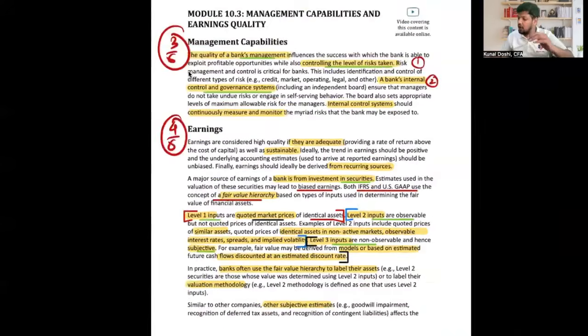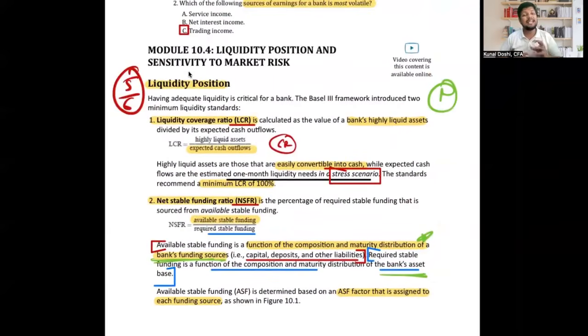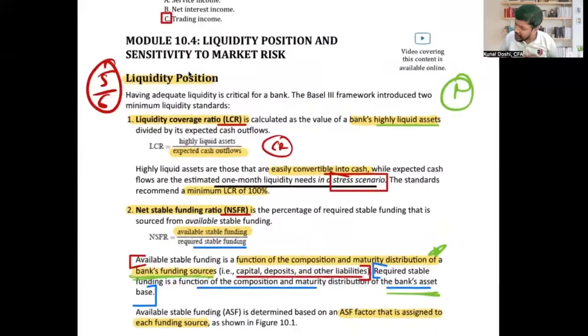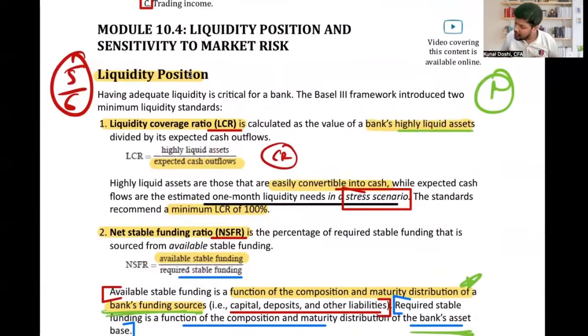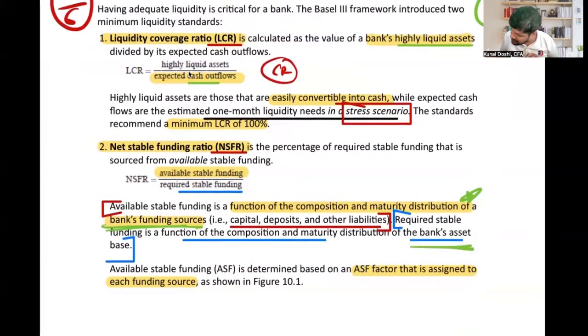All right. When it comes to liquidity position, there are two liquidity ratios that you need to focus on. That is the liquidity coverage ratio. It tells you how liquid the bank's assets are. Very important. Remember this. It is highly liquid assets to expected cash outflow, compared to the outflows that I have to pay to the depositors. How much liquid assets I have. Higher the ratio, the better it is. Okay. The second is the net stable funding ratio, meaning the available funding compared to the required funding. Again, higher the ratio, better it is. Okay. Remember both of these ratios, very crucial.